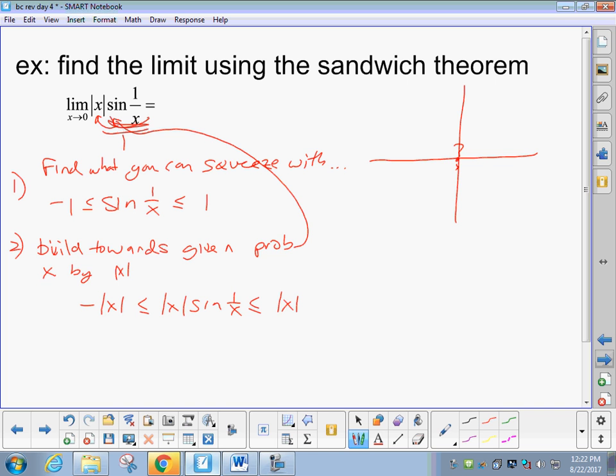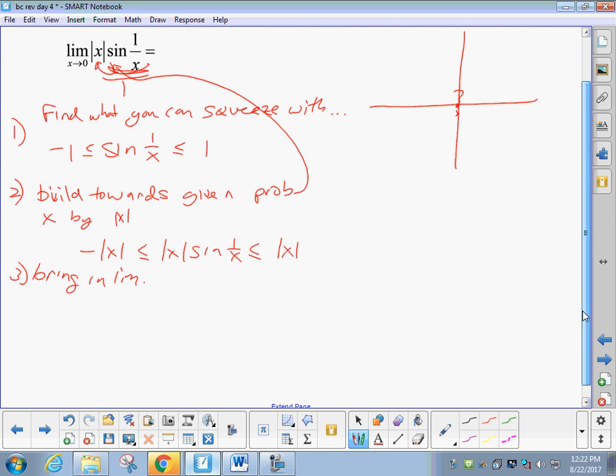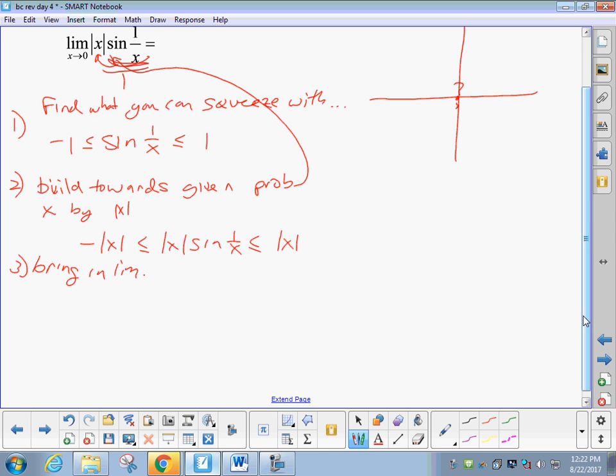Now, if this function is less than this function, and this is less than this function, then as you approach 0, this should be less than this, should be less than that. And so I can bring in limits because that also would hold true. If they are less, then their limits should be less. So the limit as x goes to 0 of negative absolute value of x should be less than or equal to the limit as x goes to 0 of absolute value of x sine of 1 over x, which should be less than or equal to the limit as x goes to 0 of absolute value of x.